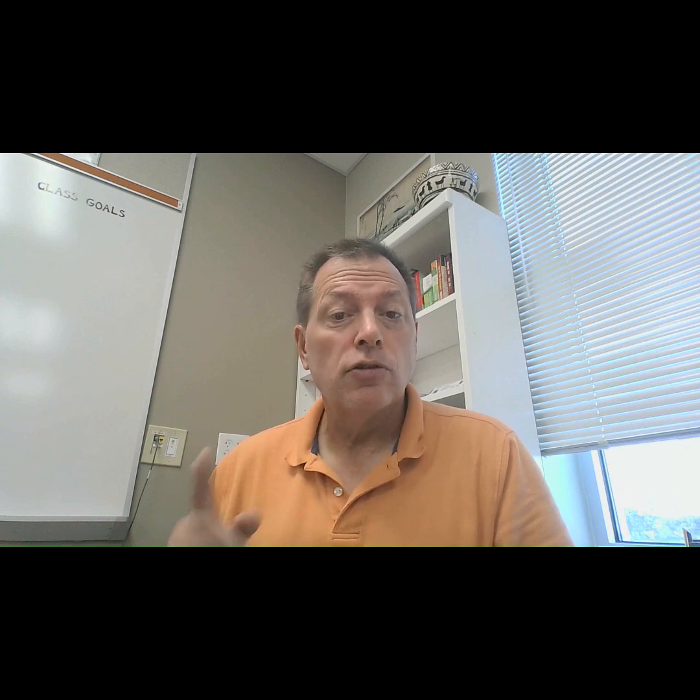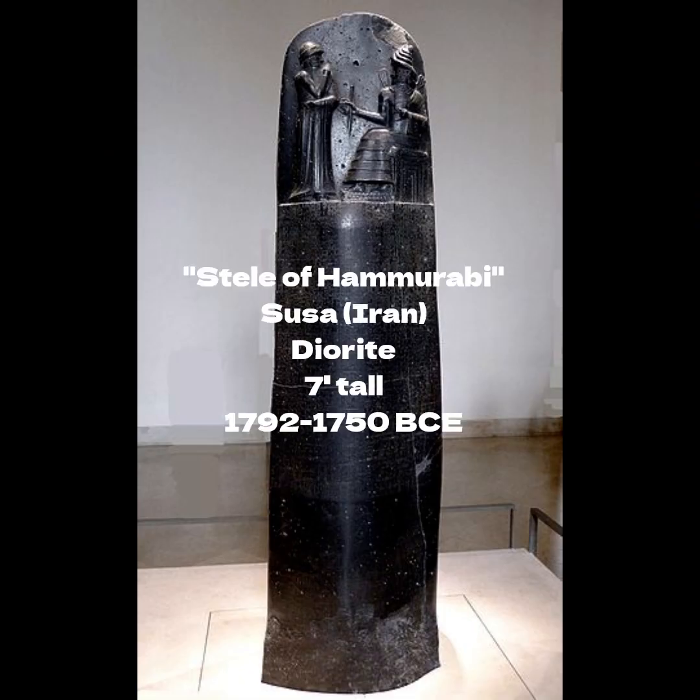Then we're going to jump out of that and we're going to go over to the Lamassu. This would be like Sargon II's Lamassu. We'll talk about that. And then we'll finish with a Persian architectural element, and that's going to be Persepolis. So let's get to it.